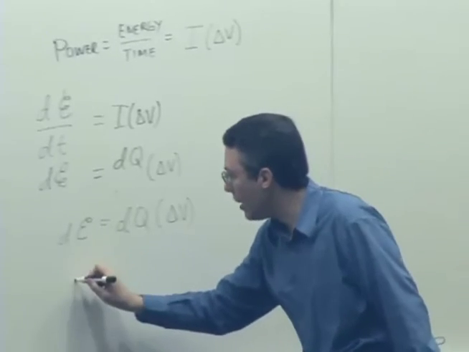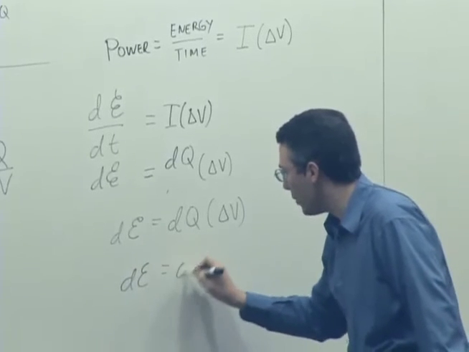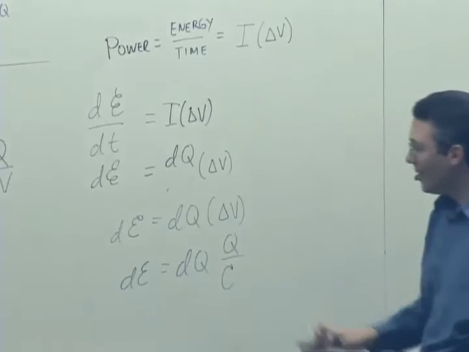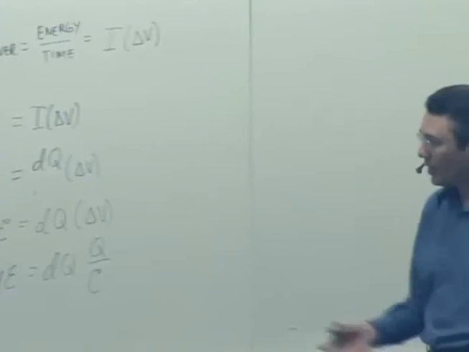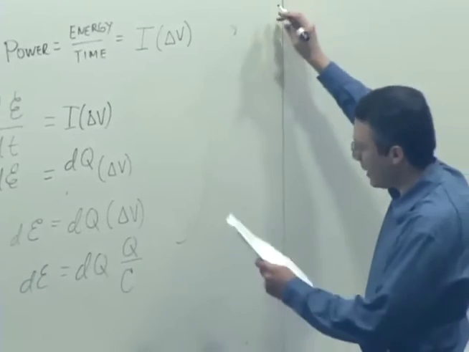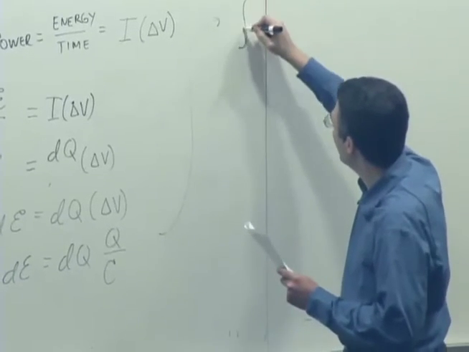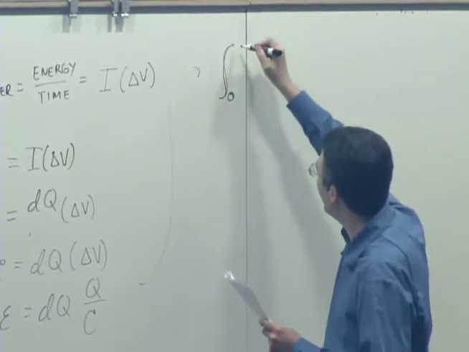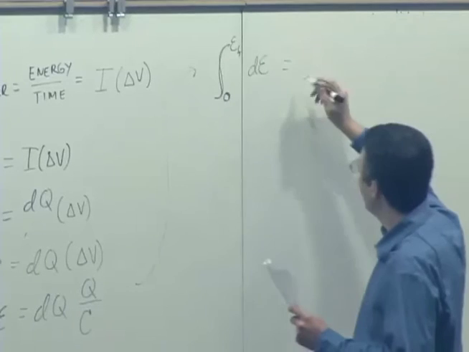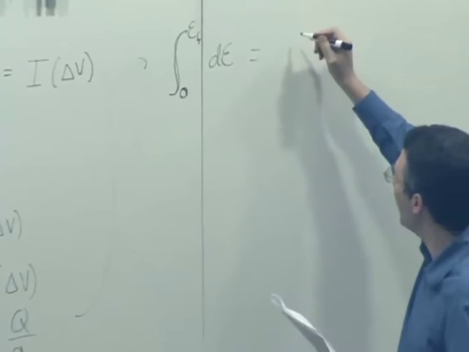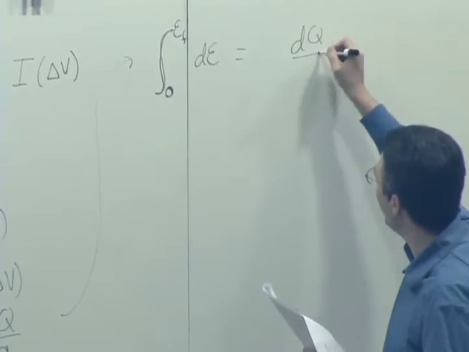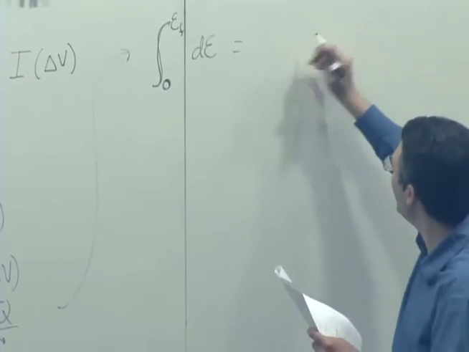Plug this in, and the change in energy is equal to a change in charge times charge over capacitance. And this is an equation we could solve, because we can just do the integral of both sides now. We can say that the amount of energy stored is the integral from 0 to some final energy of dE, and this is going to be equal to the integral of q over C times dq.